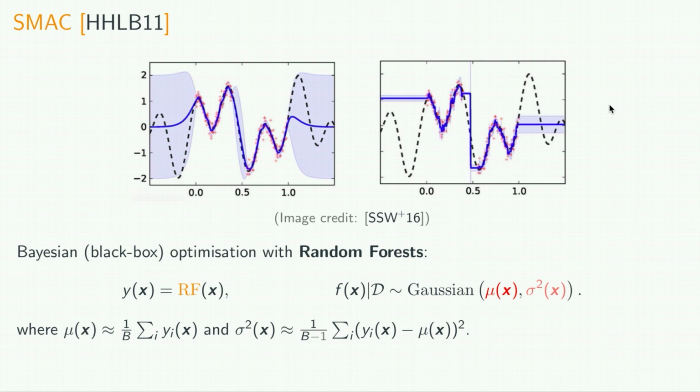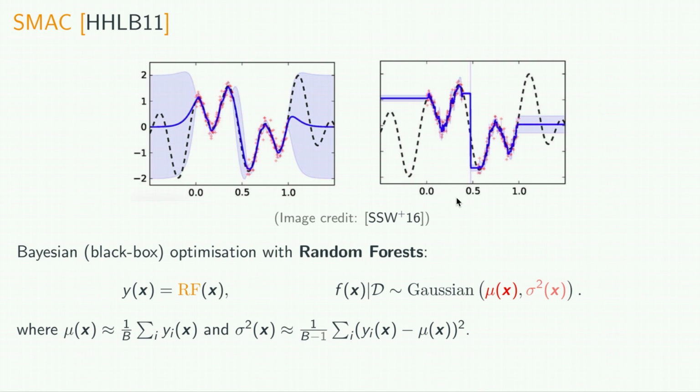So SMAC builds the surrogate model based on random forests. So here we see on the left a Gaussian process-based surrogate. So we have the target function in dotted line, the continuous one, which is the mean function of the Gaussian process, and then the uncertainty around it, and the red crosses being the observations. And on the right, we have the equivalent random forest surrogate model. So a random forest is used to model the observations, and then one can model the unobserved target function given the data by some Gaussian distribution with some mean and variance.